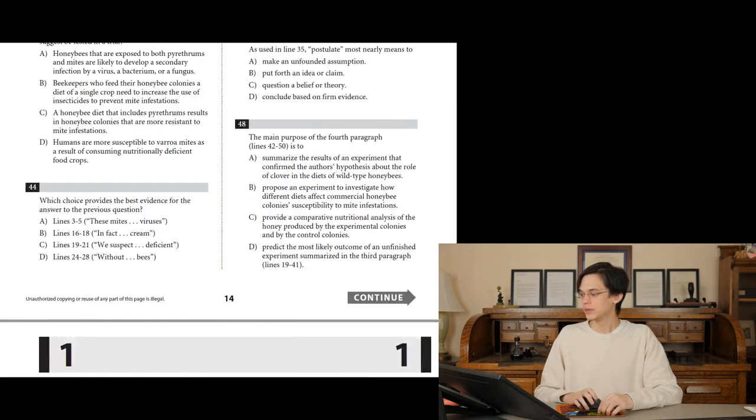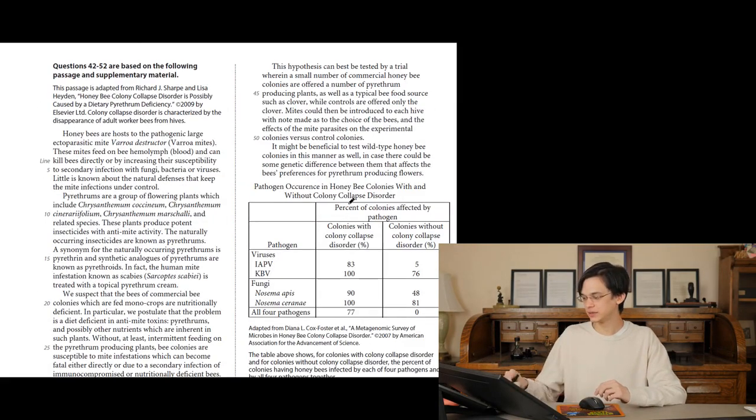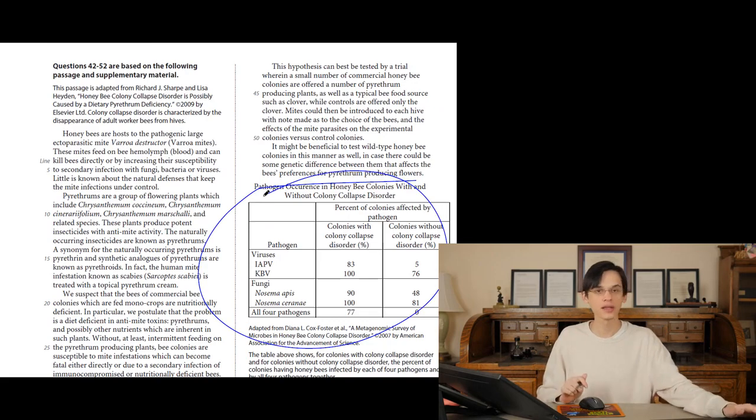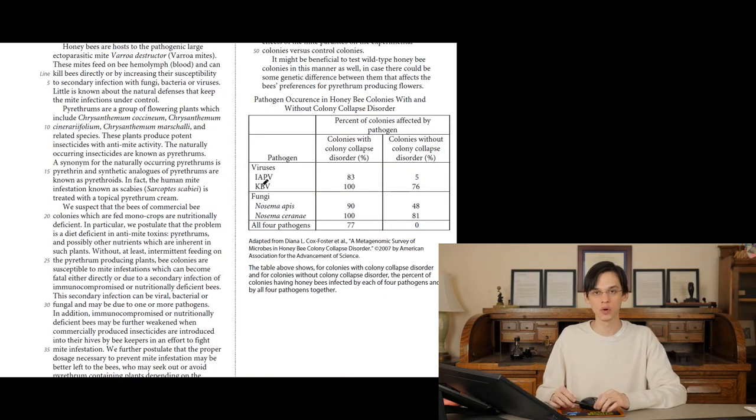Do we know that varroa mites were introduced into this experiment at all? Are there varroa mites anywhere in this? Are there mentions of varroa mites? Do they ever say in the passage or here that the only cause of colony collapse is varroa mites? No. This is just saying for colonies with and without colony collapse. We have no idea how they became collapsed.